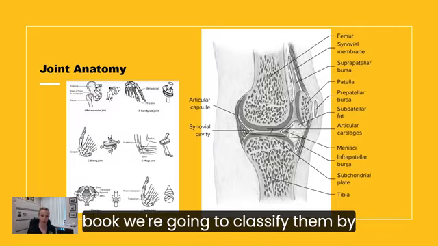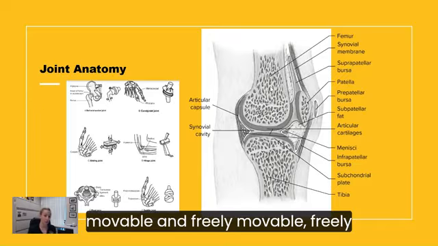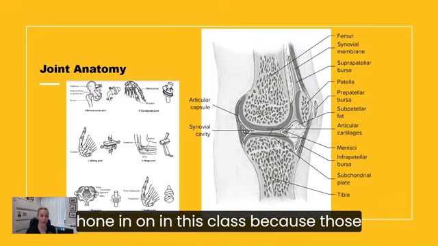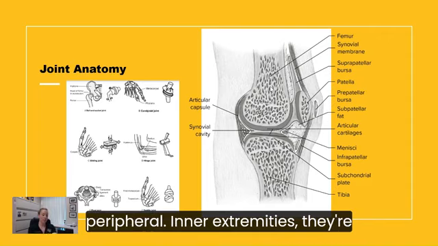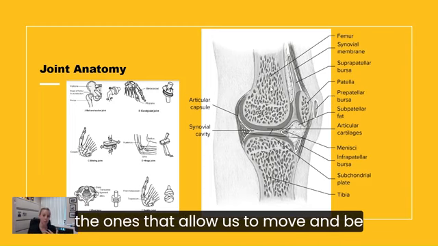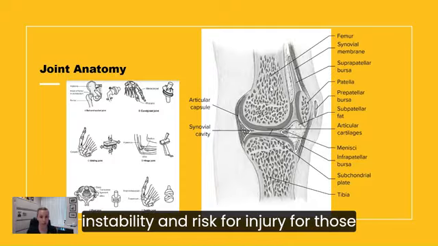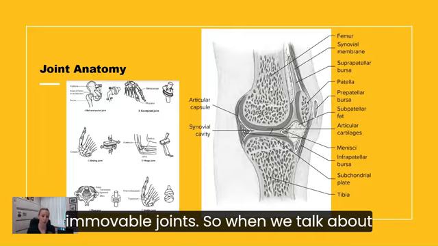But for this book, we're going to classify them by movement. So we have immovable, slightly movable, and freely movable. Freely movable joints are also synovial joints, and those are the joints we are going to hone in on in this class because those are the joints that are in our peripheral, in our extremities. They're called our peripheral joints. Those are the ones that allow us to move and be functional. So inherently, there is some instability and risk for injury for those versus the immovable or slightly movable joints.